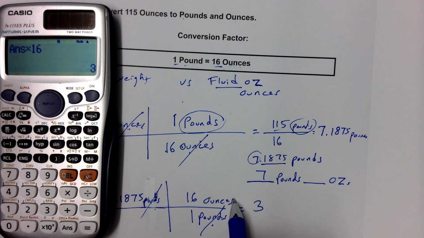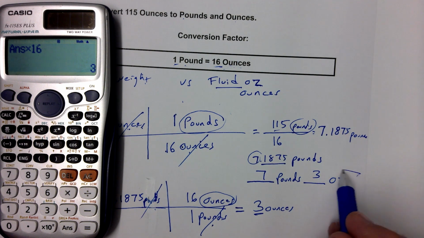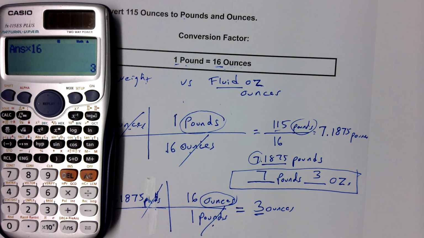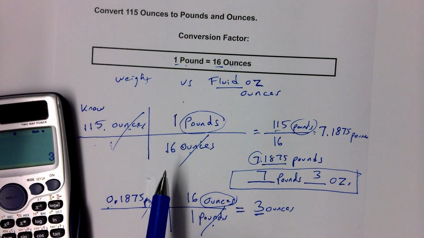And what's our units? Well, the only units left is ounces. So we have, this is the equivalent of 3 ounces, so I can write it here. So our answer is 7 pounds and 3 ounces. That is how you convert ounces into pounds and ounces.